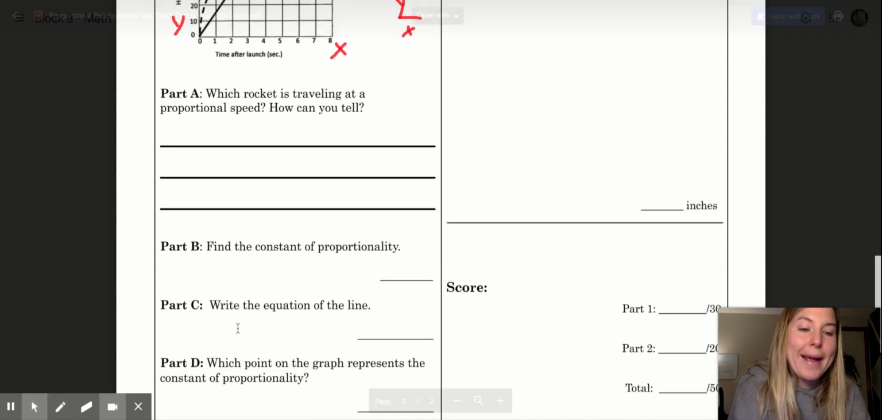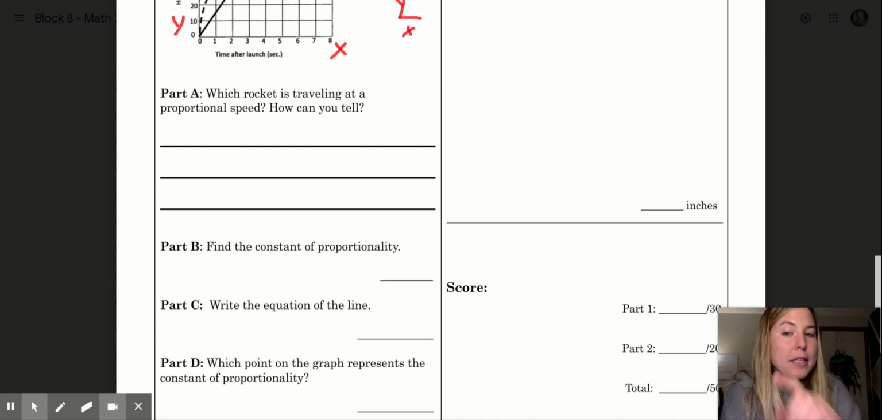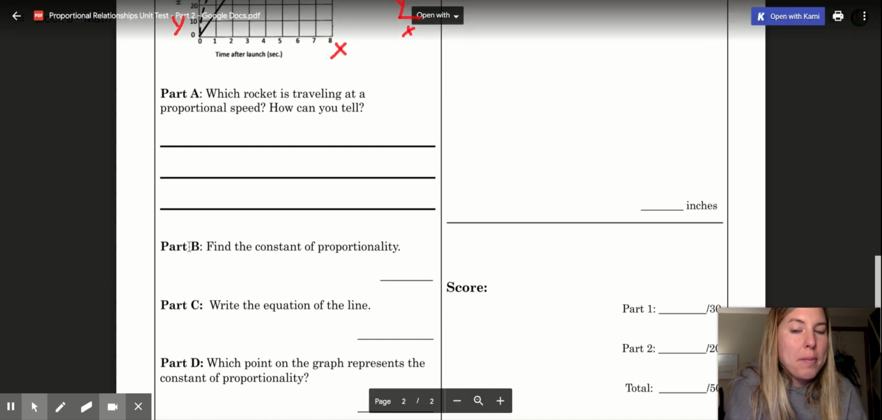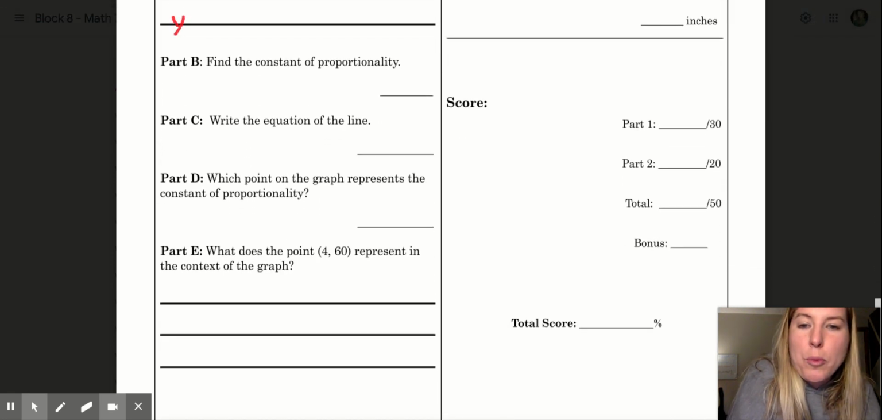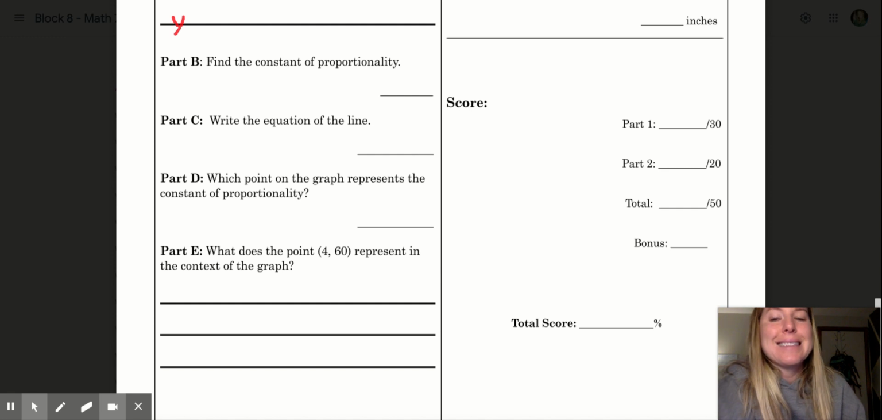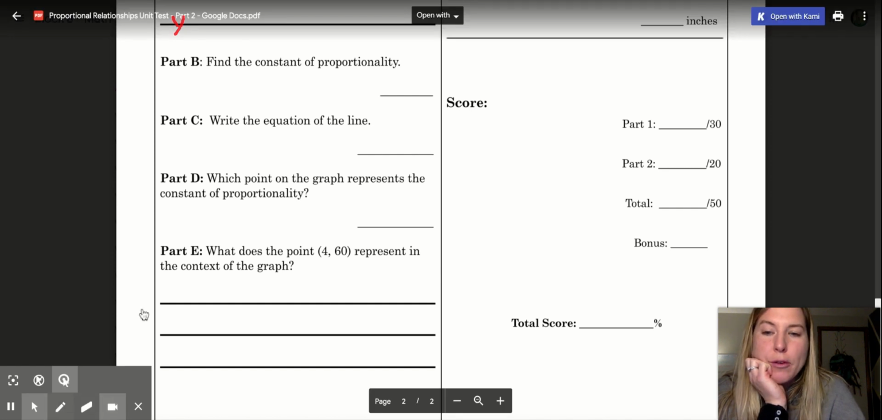So you're writing y equals kx, but you have to fill in the constant of proportionality, which you would have found in part B. And then D, which point on the graph represents the constant of proportionality? Remember, the constant of proportionality would be like the unit rate per one. So it should be 1 on the x-axis. So you have to write it though. Whatever point you find, you have to write it like this.